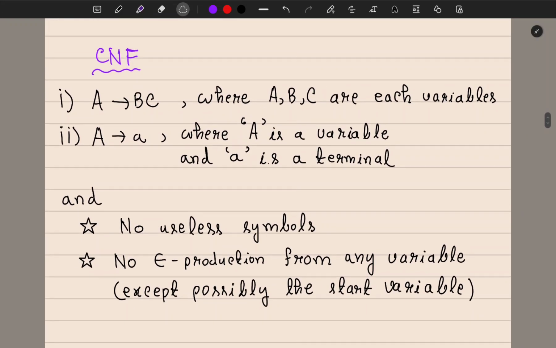In CNF, each production rule of the grammar can only be of two kinds. First is capital A to capital BC, where A, B, C are each variables, and next is capital A to small a, where capital A is a variable and small a is a terminal. It also follows two more rules. First, there cannot be any useless variables, and second, there cannot be any null production from any variable. Only the starting variable can have a null production. We will see all these cases while we work out the example. So let's move on to the example.